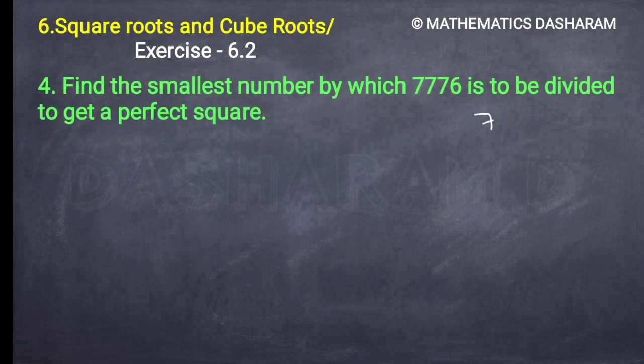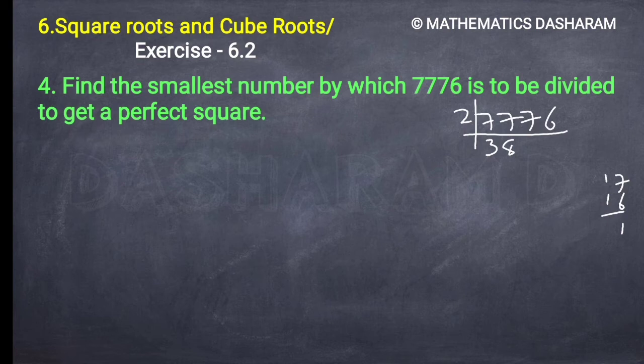So 7776, it is coming in 2 table. 2 3s are 6, one reminder. Next digit 7, 2 8s are 16, one reminder. Next 7, 2 8s are 16, one reminder. Next 6, 2 8s are 16.